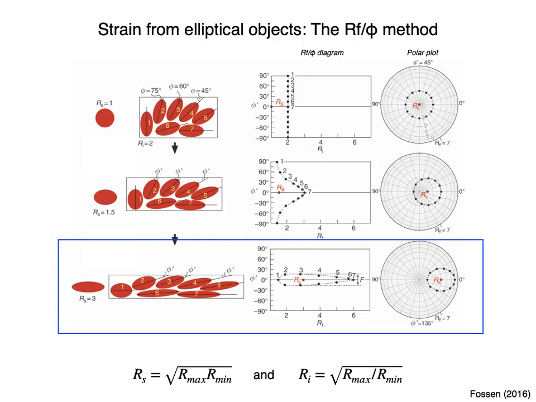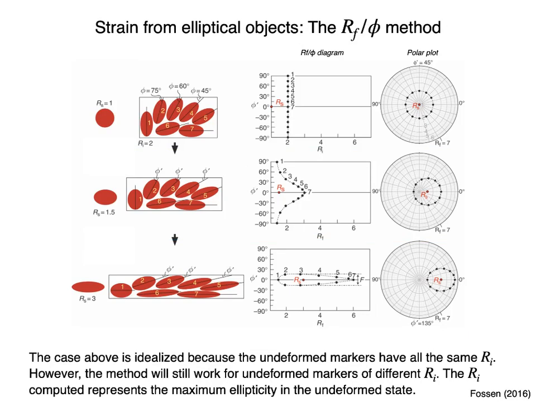The second case is when Rs is larger than Ri, and phi has a limited range of orientations. In this case, the equations for Rs and Ri are these. This example is idealized because the undeformed markers have the same initial ellipticity, Ri. However, the method will still work for undeformed markers of different Ri. The Ri computed by the method will be the maximum ellipticity in the undeformed state.